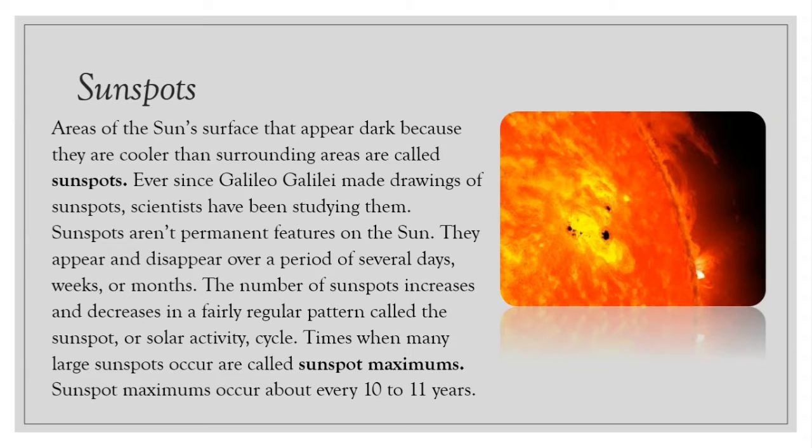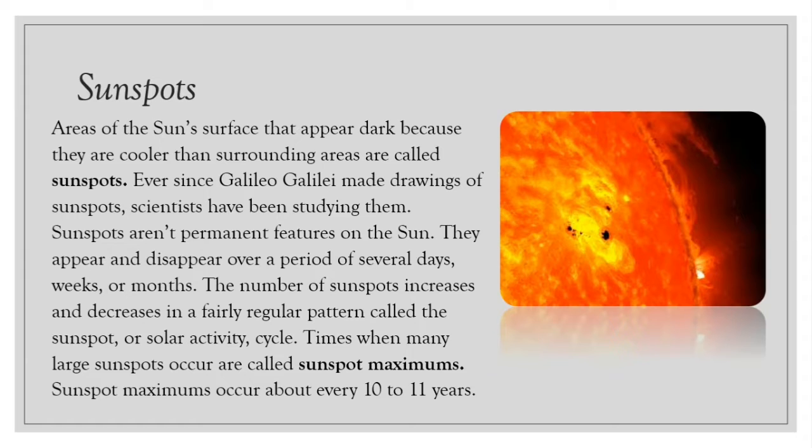Sunspots. Areas of the Sun's surface that appear dark because they are cooler than surrounding areas are called sunspots. Ever since Galileo Galilei made drawings of sunspots, scientists have been studying them. Sunspots aren't permanent features of the Sun. They appear and disappear over a period of several days, weeks, or months.